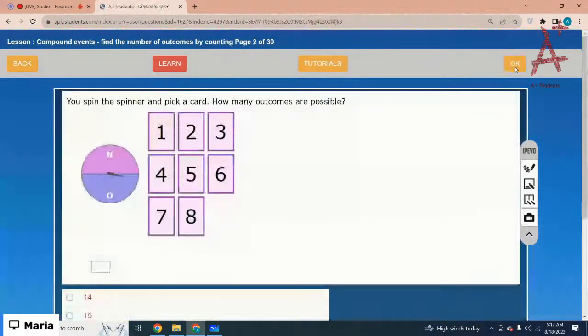You spin the spinner and pick a card. How many outcomes are possible? So which is the correct option? You have two outcomes for the spinner and 8 for the card, right? So you have to do 8 times 2. 8 times 2 is 16. The correct option is 16.